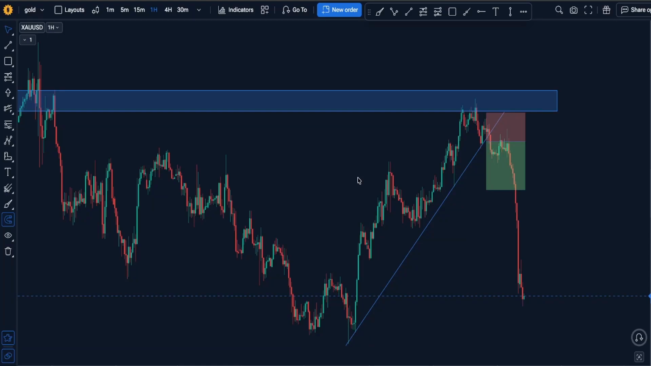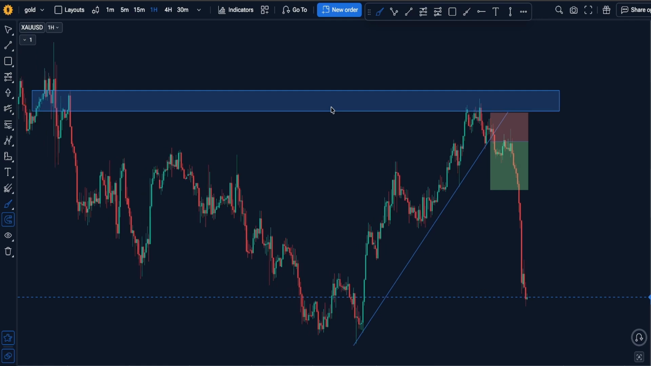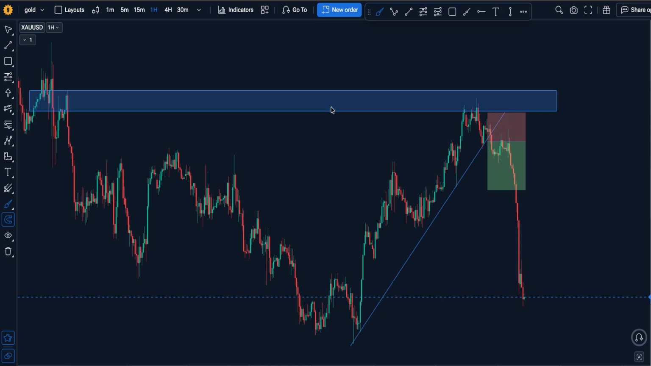90% of traders lose reversal trades because they make one simple mistake. They enter too early. They see a strong support or resistance level and assume the market has to reverse. But the best traders do not predict reversal, they wait for the market to prove that the reversal is actually happening. So in this video, I show you the exact confirmation process I use to avoid fake reversals and enter higher probability trades. Let's look at what most traders do.